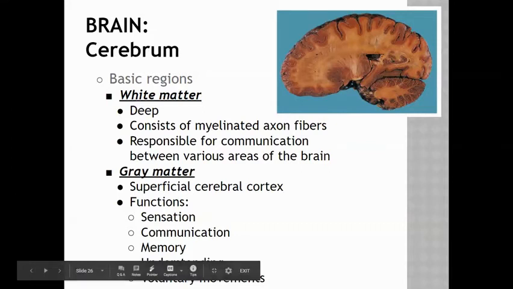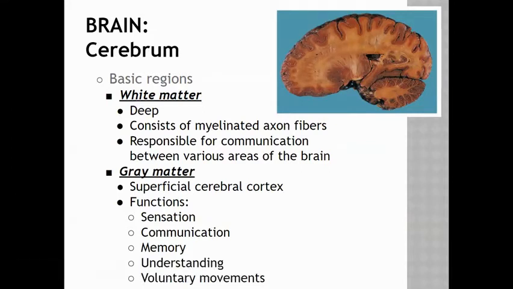The brain has different regions. There are white matter regions and gray matter regions. The white matter is characteristically lighter in color, and this would be deep in the brain. The white matter is made up of the myelinated axon fibers. And remember, the myelin sheath is a fat insulation, and so that's what gives the white matter its lighter color. The white matter is responsible for communication in various areas of the brain.